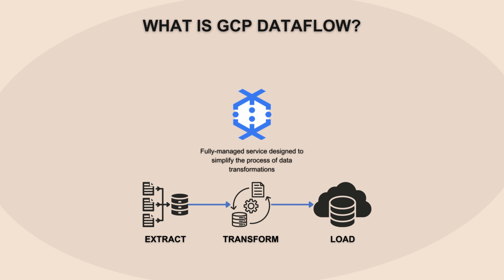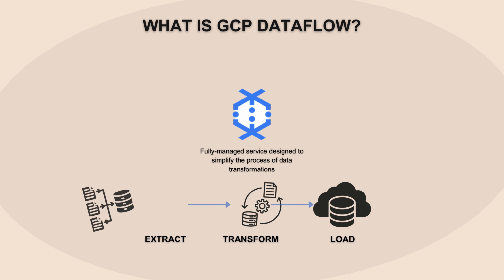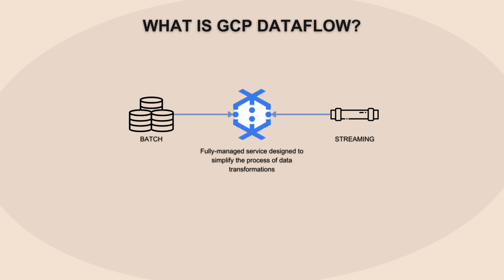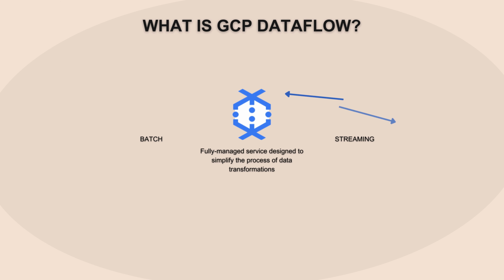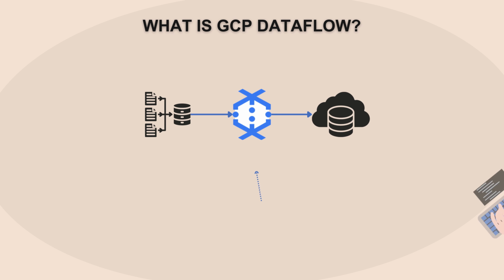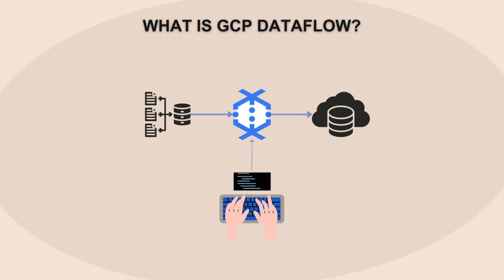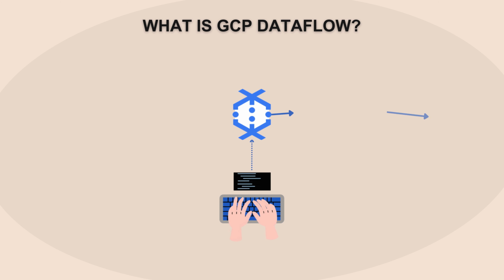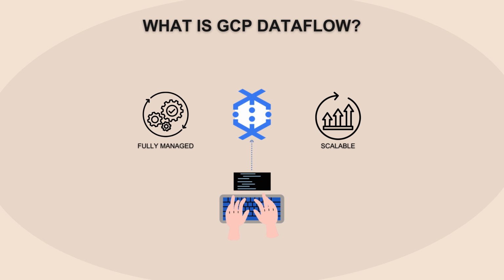Google Cloud Dataflow is a fully managed service designed to simplify the process of data transformations and enriching data in stream and batch modes. It is built on Apache Beam, an open-source unified programming model, which allows developers to execute data processing tasks that are both efficient and scalable. Dataflow automates the provisioning and management of resources, enabling developers to focus on designing and implementing their processing logic without worrying about the underlying infrastructure.